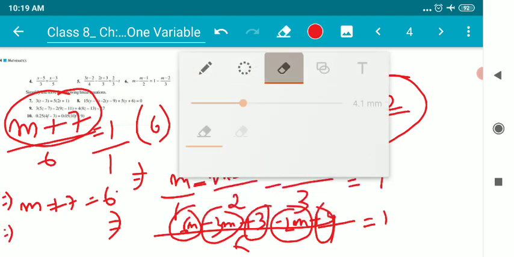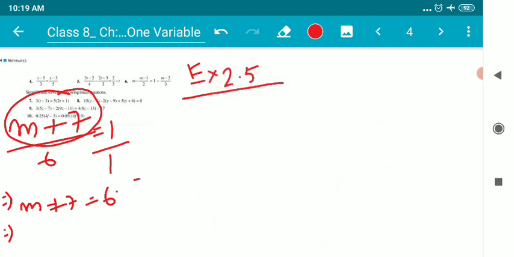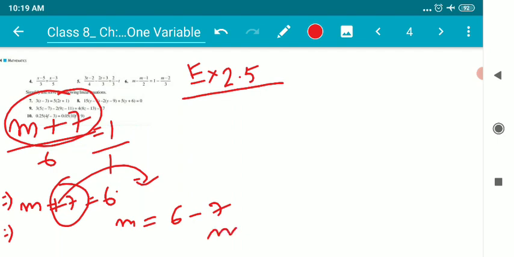Now children, what is the next job? Our next job is to calculate the final answer. So the final answer to be calculated, m plus 7 is equal to 6. This plus 7 will be turned this side, it would become minus 7. So I'm getting my answer, m is equal to minus 1. Children, this is how we actually deal with this kind of things.